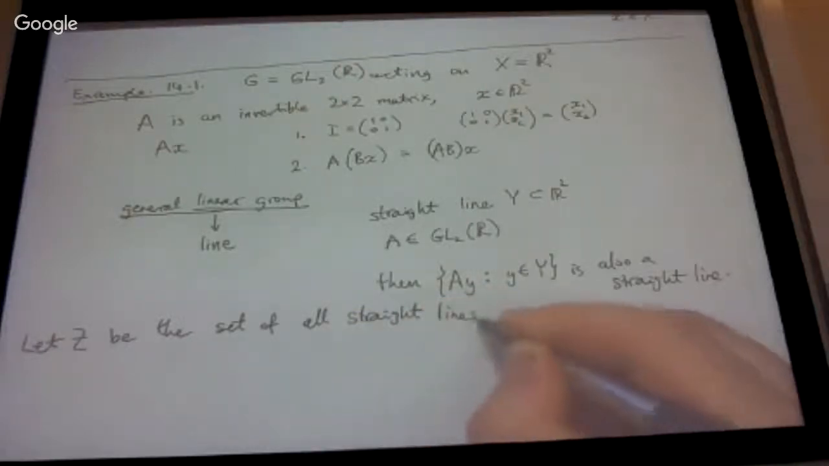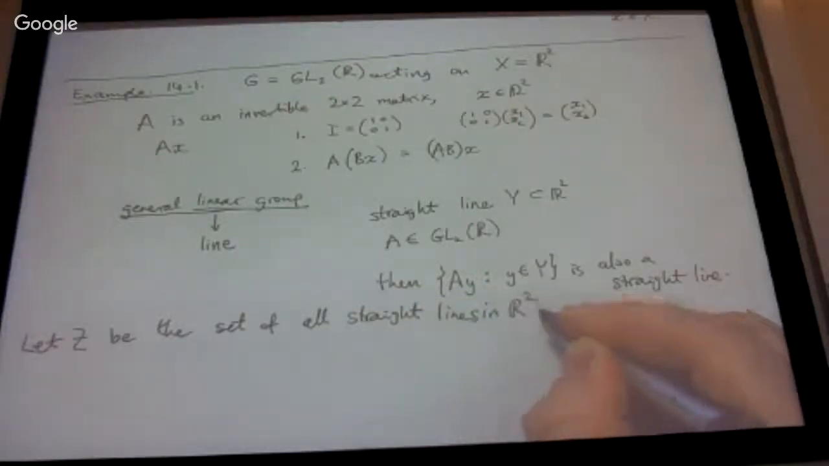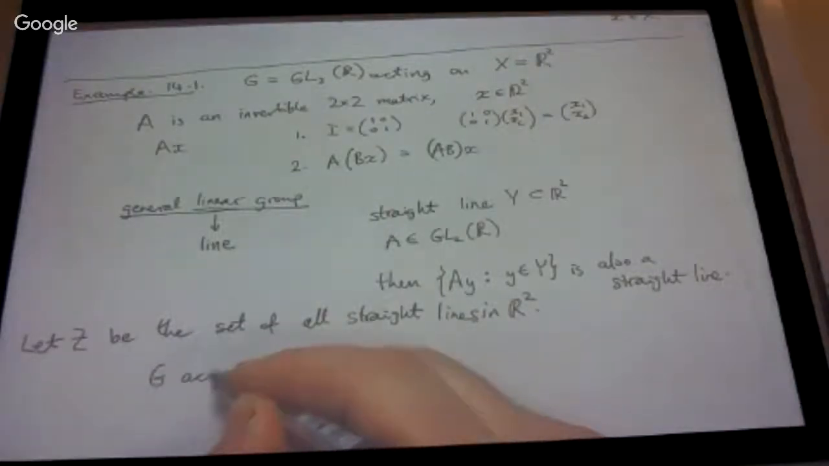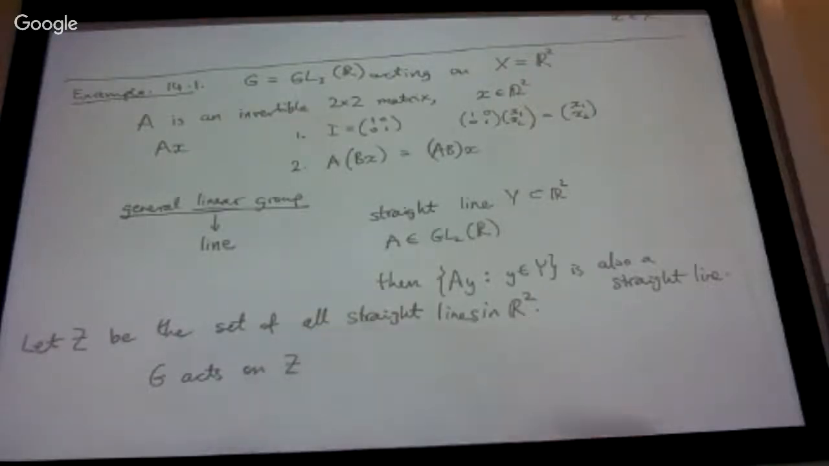Take all the straight lines in the plane, okay, then G acts on Z in a natural way. Does that need explanation or is that clear? Explanation? Clear? Both at the same time?